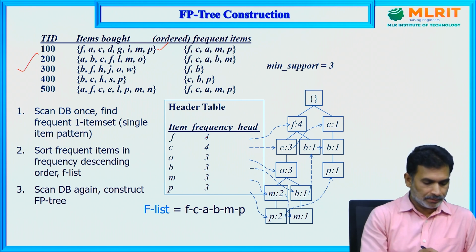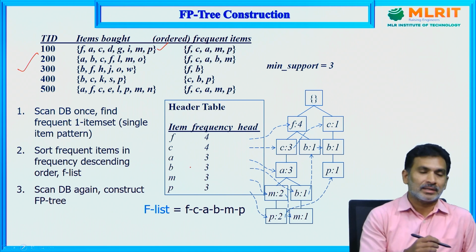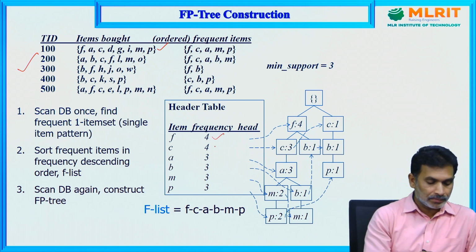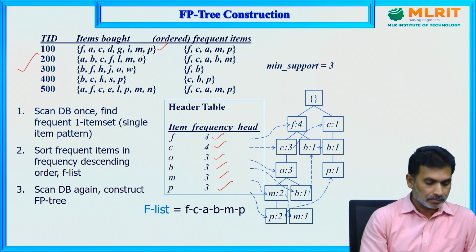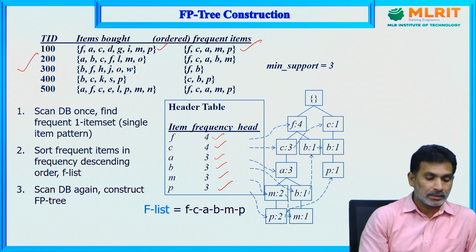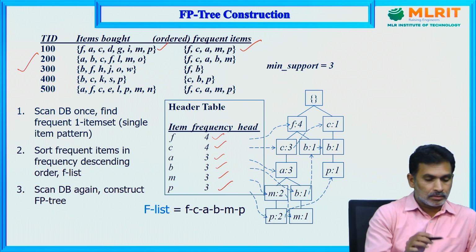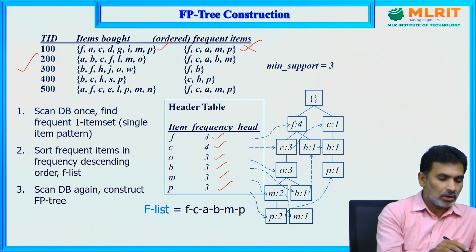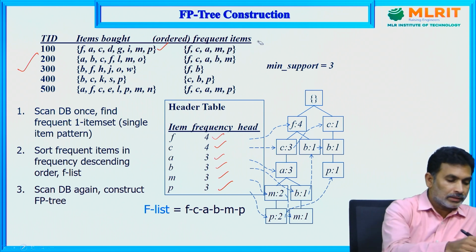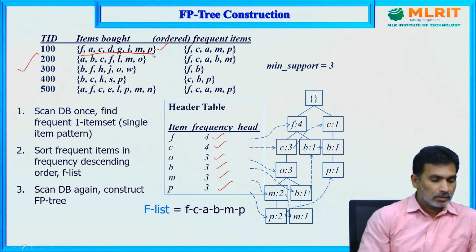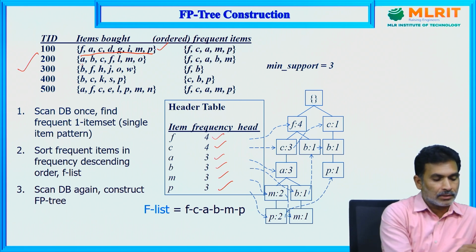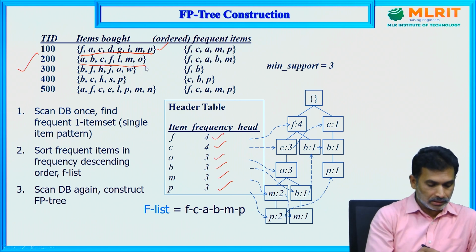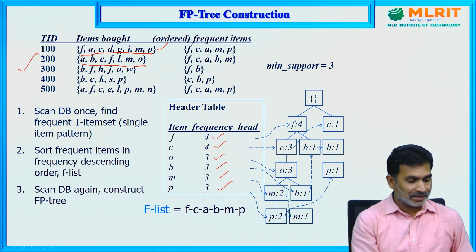This is the frequency, and if we arrange the one-item sets in order, we get this order. Then each transaction's items need to be arranged as per that order. Sorry, these are the frequent item sets, and this is the order. Similarly, for the second transaction and all remaining transactions, all items are arranged as per this order.